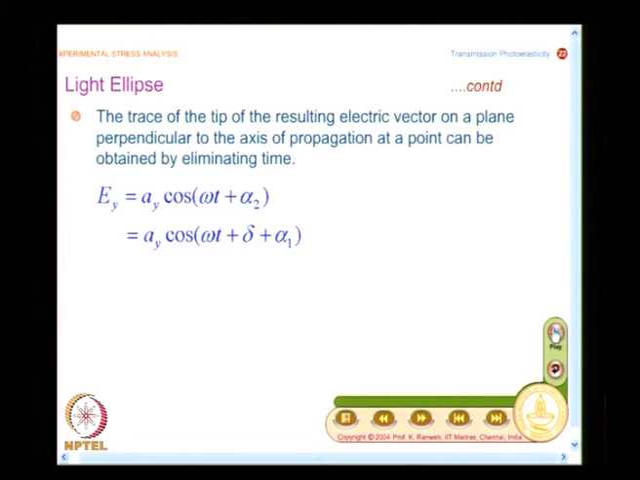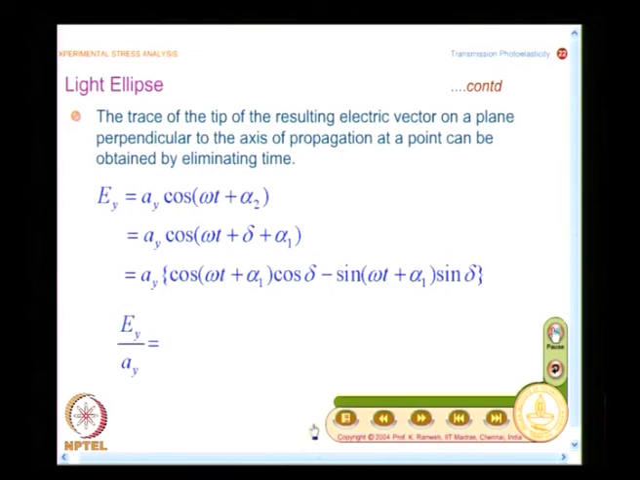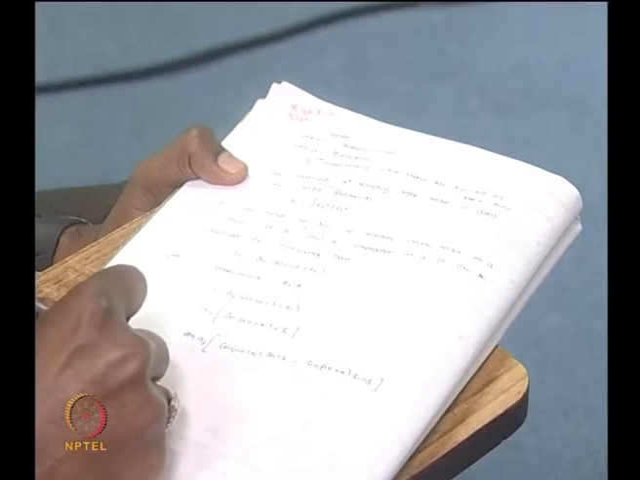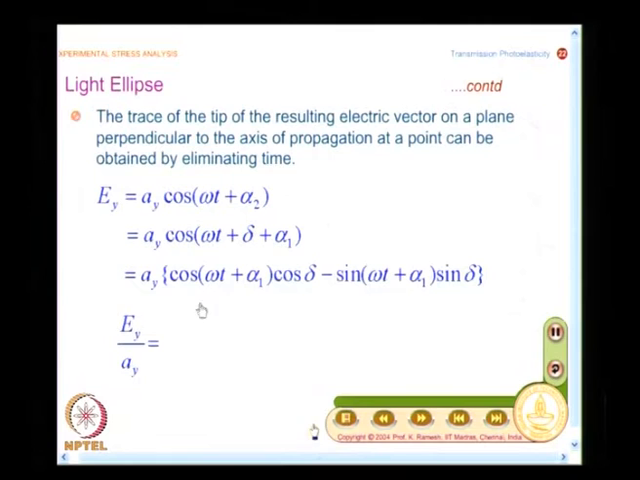So, cos A plus B you will get it as cos A cos B minus sin A sin B. So, when I do that I get this expression. So, what I have is A y cos omega t plus alpha 1 into cos delta minus sin omega t plus alpha 1 into sin delta, and this I could replace in terms of E x, as well as this also I could replace it in terms of capital E x.